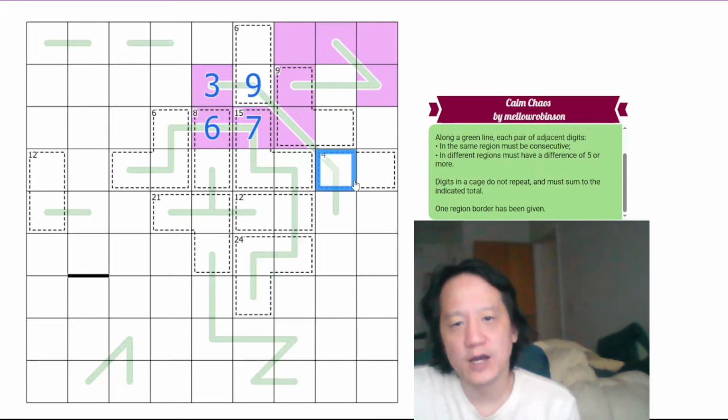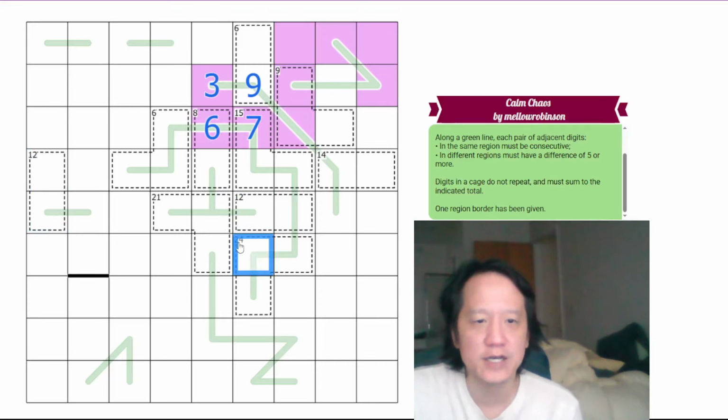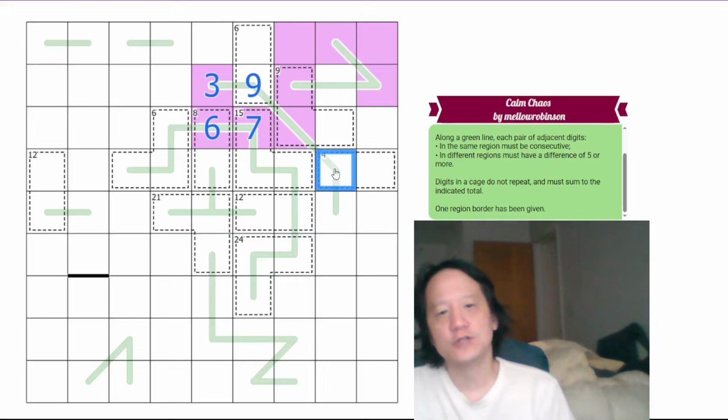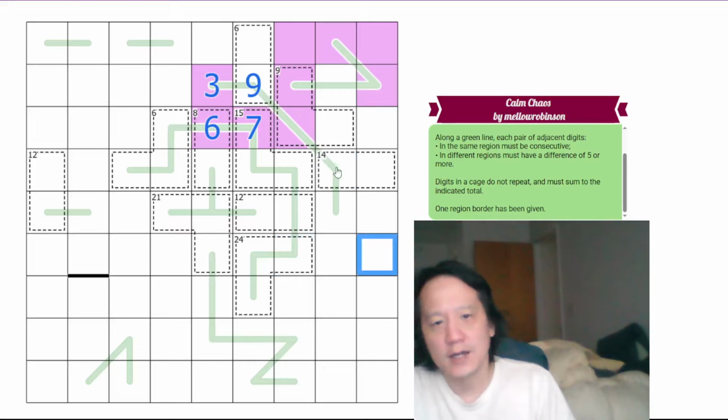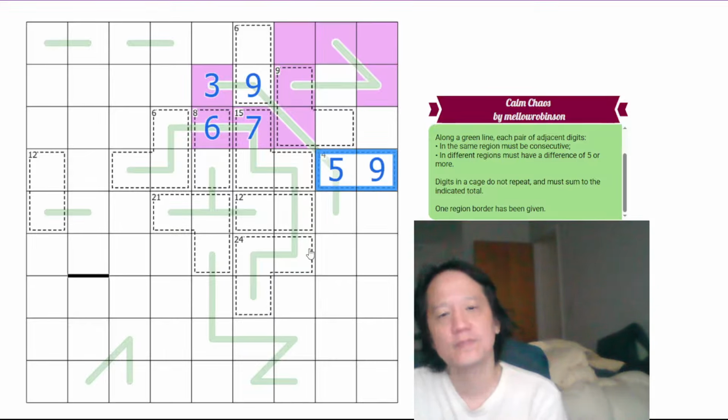We also have digits in a cage do not repeat and must sum to the indicated total. So for example, these two digits must add up to 14, these two must add up to 12, these three must add up to 9, etc. So this digit, if it were, say, a 5, that would force this to be 9 here, because these two digits would have to add up to 14. And this is killer cage Sudoku. So that's an example of how killer cages work.